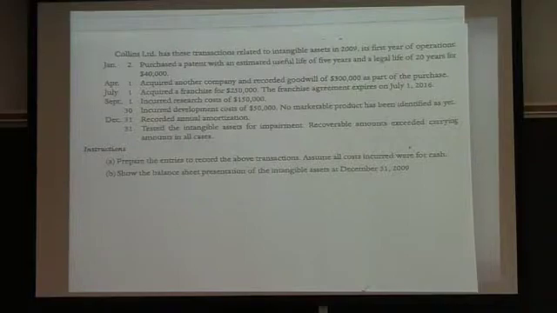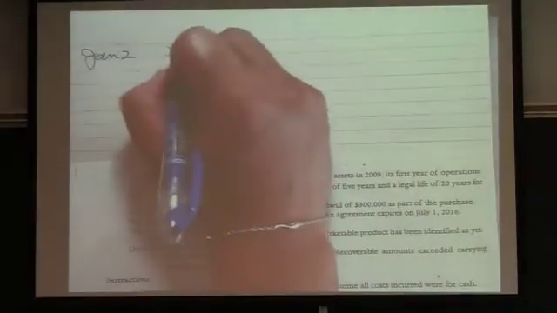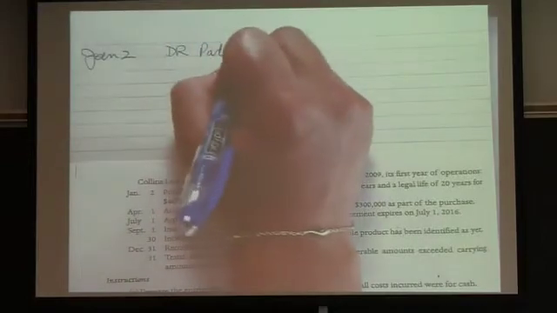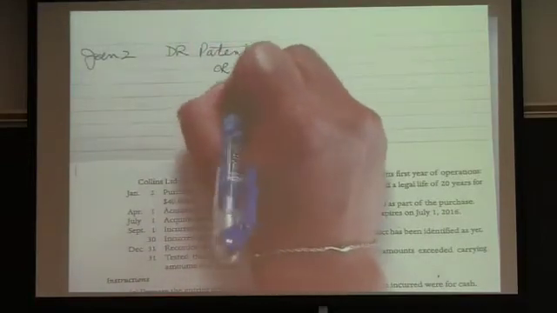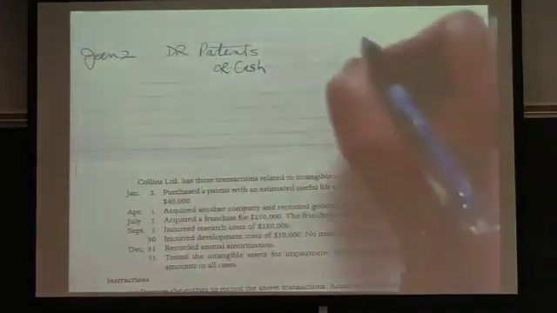December 31st. So the first transaction on January the 2nd, we purchased a patent with an estimated useful life of 5 years, and the legal life is 20 years. Okay, so the first journal entry is January 2nd. We're going to record debit patent, which is an asset, credit cash. We're assuming all transactions are cash.